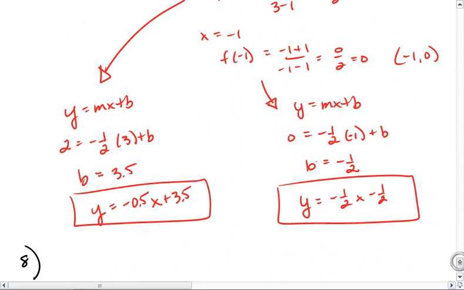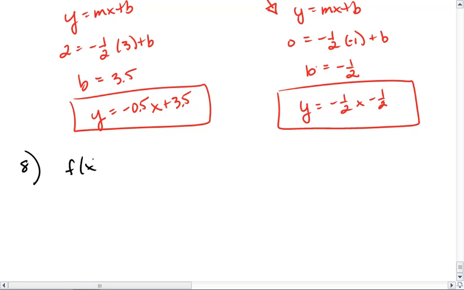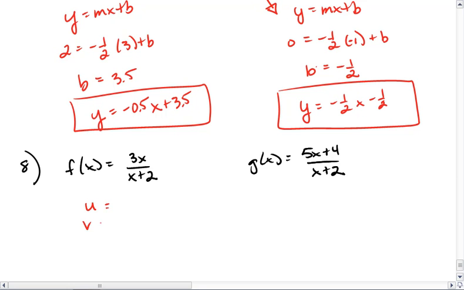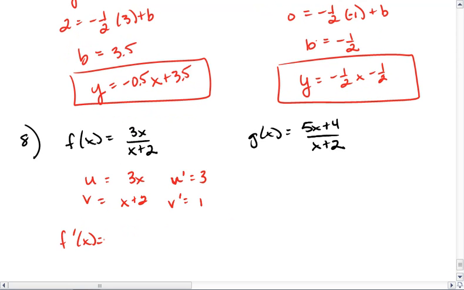Let's go back down here. So in problem 8, we're given f of x equals 3x over x plus 2, and g of x equals 5x plus 4 over x plus 2. To find the derivatives of both these functions, we want to use the quotient rule. So we find that f prime of x equals 3x plus 6 minus 3x all over x plus 2 squared.